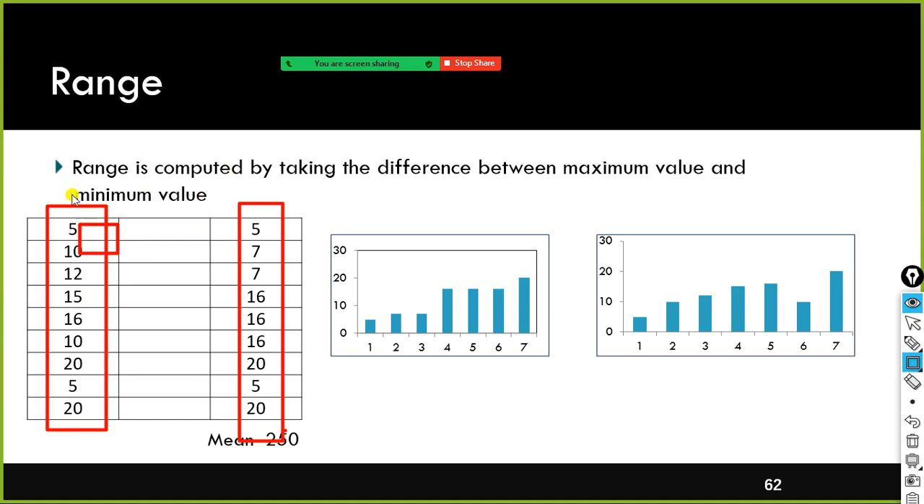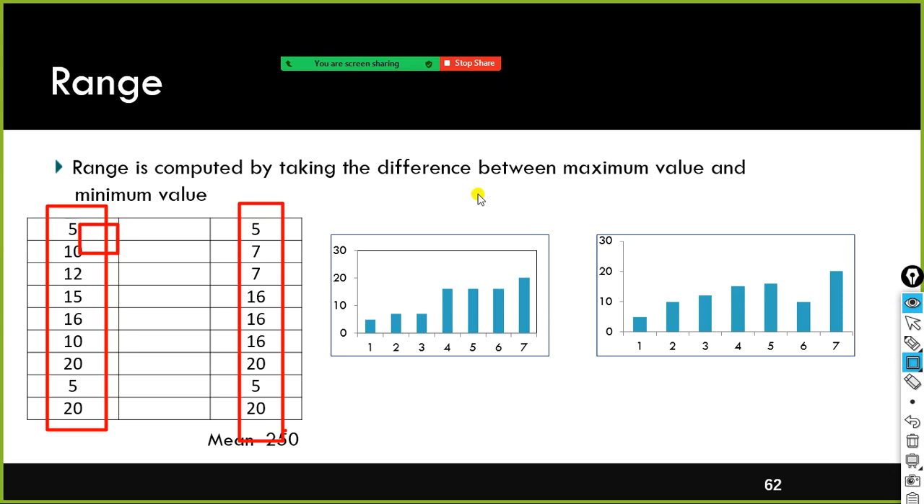But if you find out the range, how do you find out the range? You need to subtract the minimum value from the maximum value. What is the maximum value here? 20. The minimum value is 5. 20 minus 5 is 15. That is the range. But here also the range is 15 only. So how do you find the range? The difference between the maximum and minimum value in your data set.